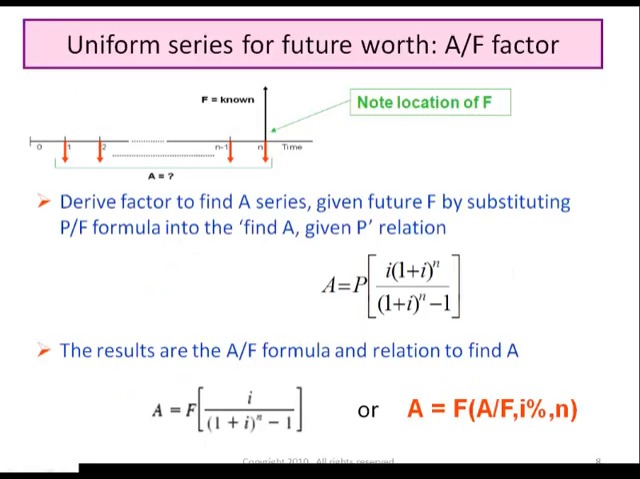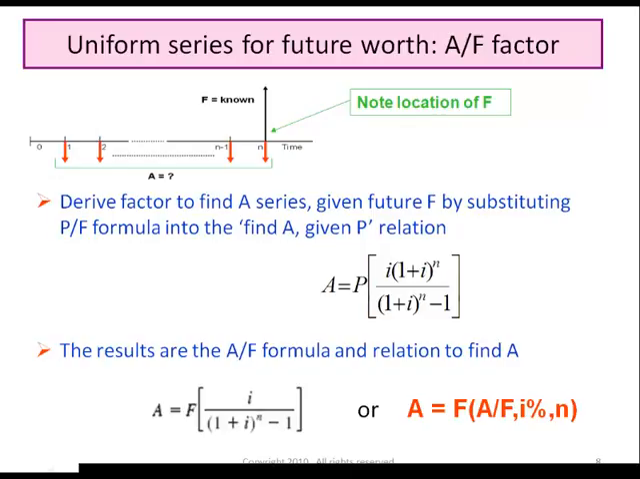The AF factor does much the same as the AP factor, except that the future amount F is known, meaning it could be a target amount to accumulate at some time in the future. For example, if you wanted to know how much you must deposit each year for N years in the future to accumulate $10,000 at the end, you would use the AF factor to calculate A.